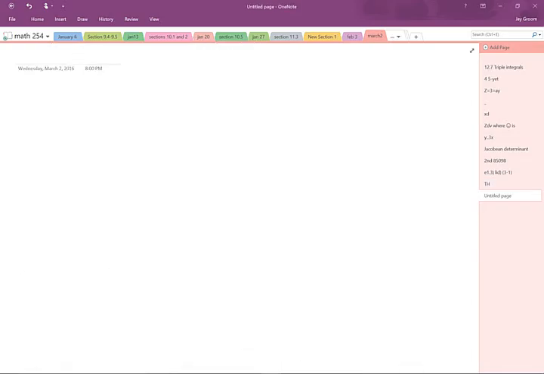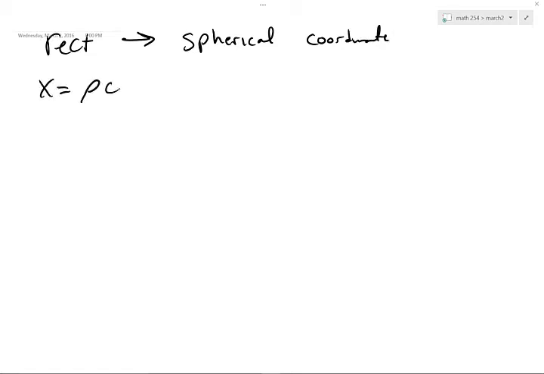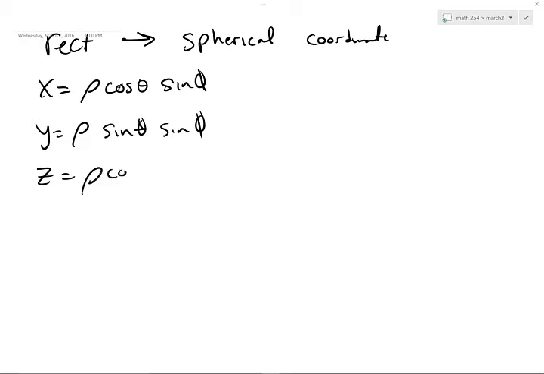Being for the problem. Okay? So if you want to go from rectangular coordinates to spherical coordinates, you are trading out x for rho cosine theta sine phi, yes? And you're trading out y for rho sine theta sine phi. And z is equal to rho cosine phi. Right?